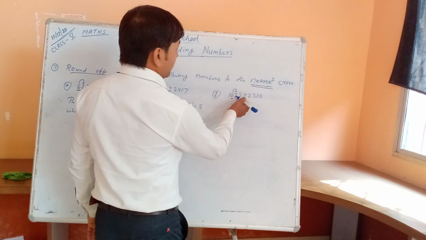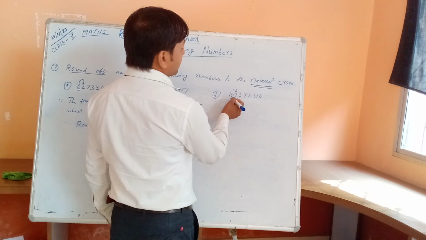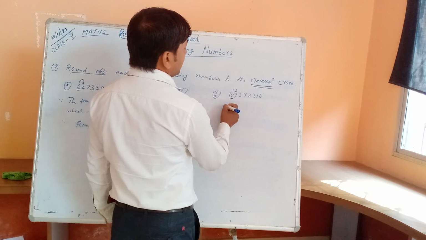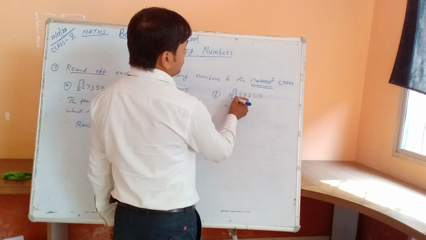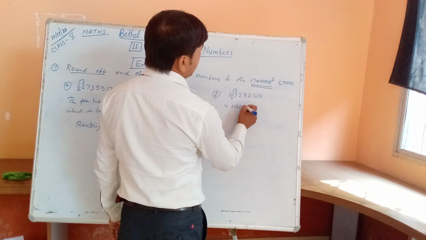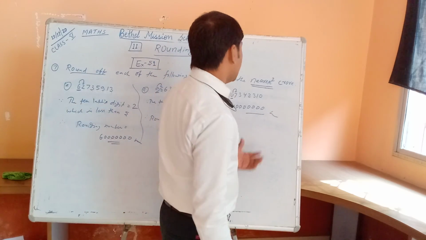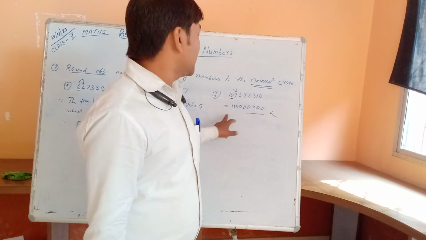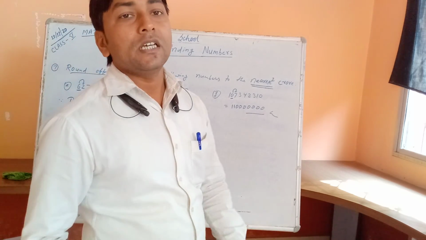And now here, this is more than 5. We have to add plus 1 here. It becomes 1, and this is 1, and the rest are 1, 2, 3, 4, 5, 6, 7. Okay, this will be the answer. But here you have to write in the process this type of words.